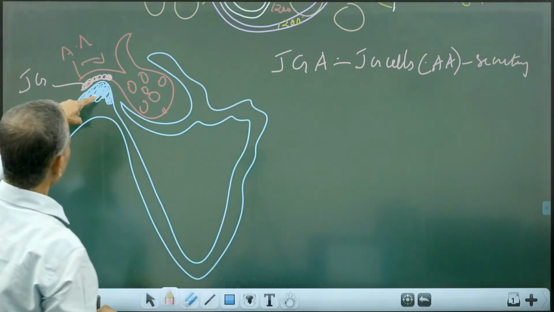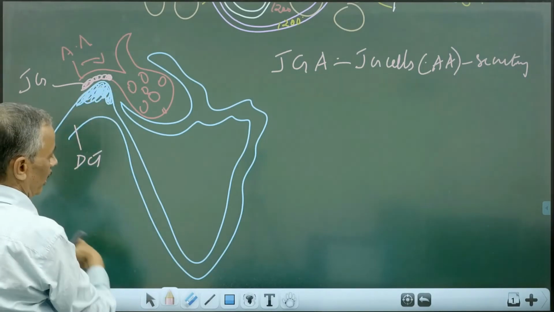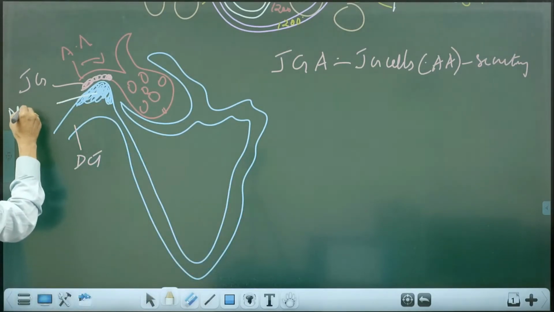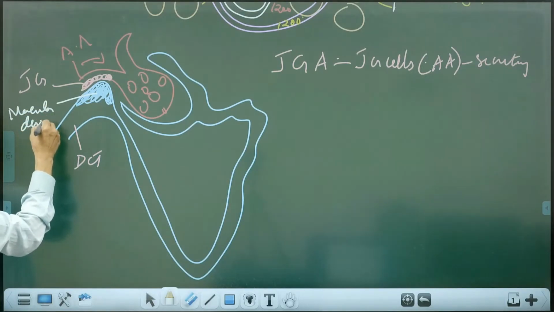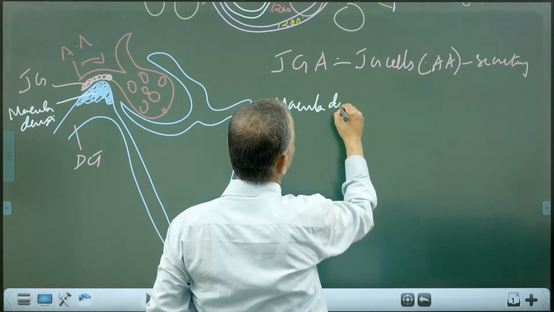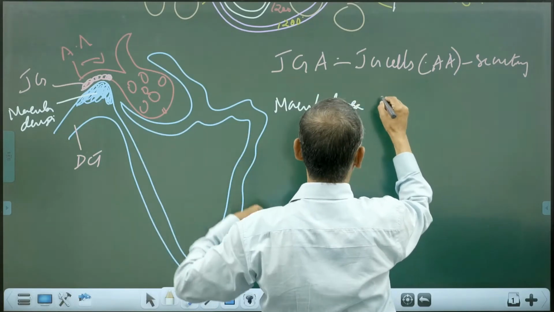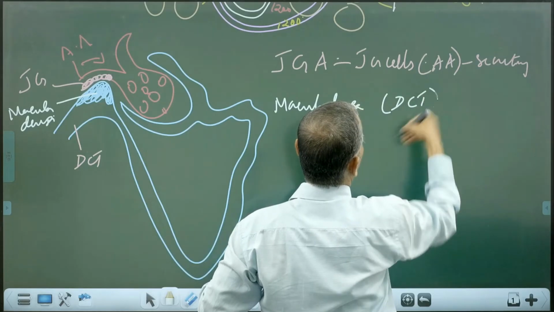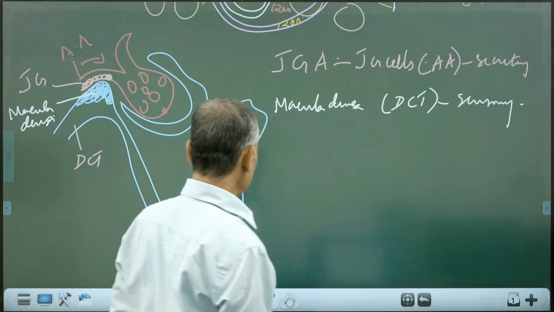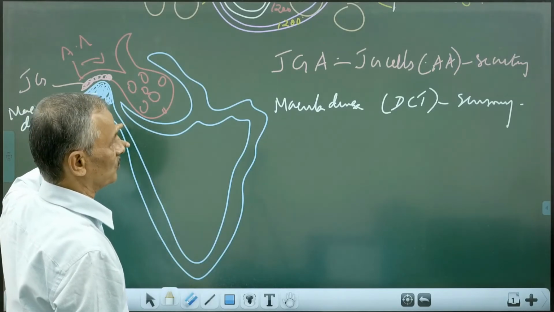Similarly, on the wall of the DCT, there is a thickening where you have the second type of cell called macula densa. This macula densa, when present on the wall of the DCT, is sensory in function. It will detect changes in the salinity of the urine that is passing through it: how much water is there, how much salt is present, etc.